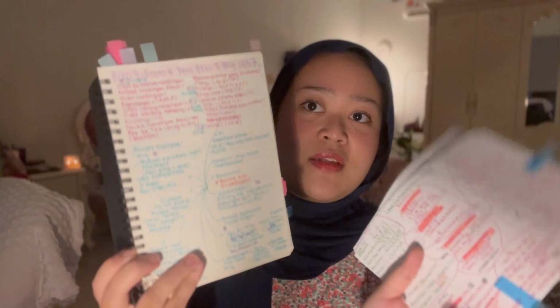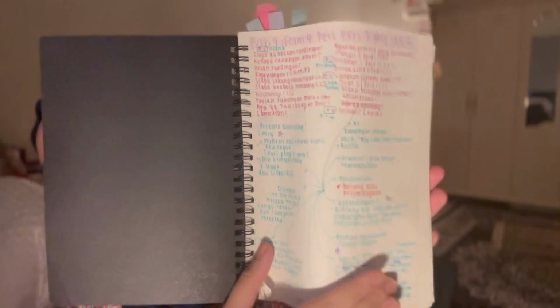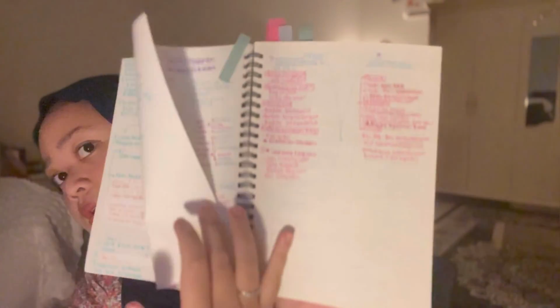First things first. This is my book that I used to prepare for my paper 2. Let me show you. This is what I did to prepare for my paper 2. This is how my mind maps look like. Take a look.